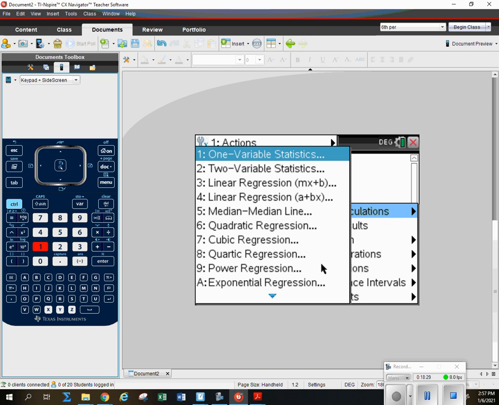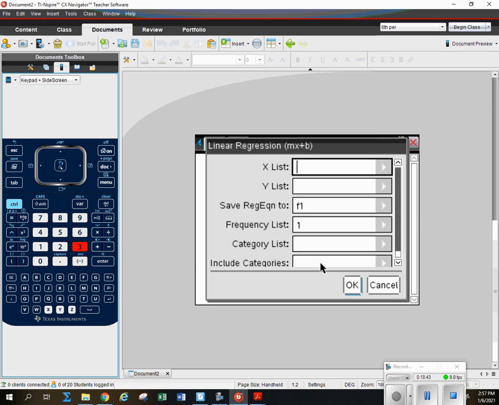We are doing linear regression. We want to get a straight line to add on the graph, and we do y equals mx plus b, so we choose choice number 3, not y equals a plus bx. So we pick choice number 3.